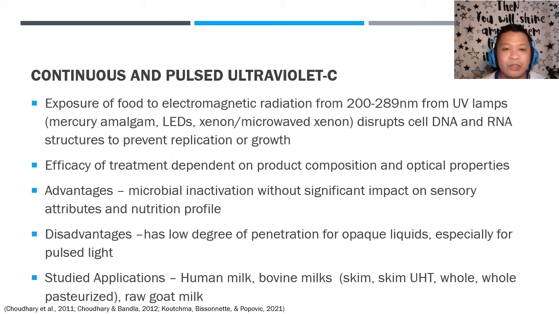So again, although this is also in the spectrum ng electromagnetic radiation, yung method of action niya does not really rely on heat generation to inactivate microorganisms, no? Kaya under non-thermal siya, unlike yung mga nauna natin na microwave and radio frequency. So what UVC does is, first of all, it uses 200 to 289 nanometer na wavelength ng ultraviolet light from UV lamps, which are either mercury, LEDs, or xenon or microwave xenon.